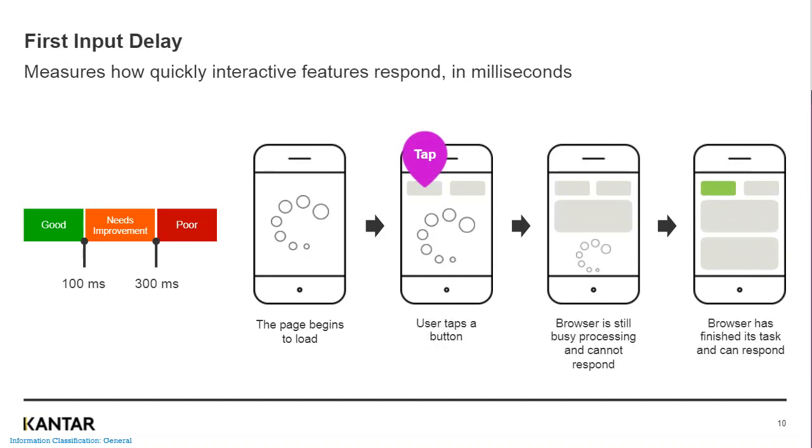FID measures page responsiveness. It measures the time from when a user first interacts with a page, for example, when they click a link or tap on a button, to the time when the browser is actually able to stop processing and begin responding to their interaction. A low FID helps ensure a page is responsive and usable, and it's measured in milliseconds. FID is classified as good if the delay in responding to user input lasts less than 100 milliseconds.